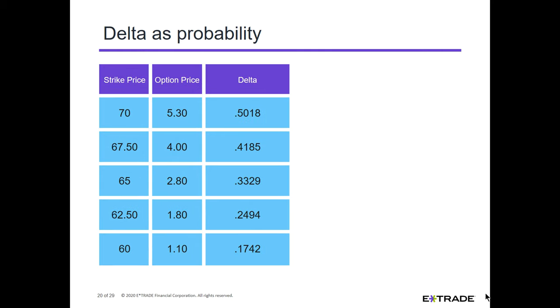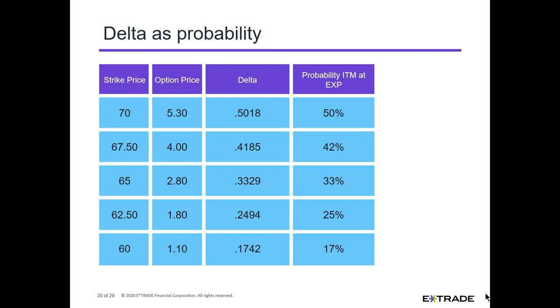And now we're going to use delta as a different estimate. Now we're going to use delta as an estimate of probability. So instead of delta representing $50, now we're going to say, and this is the other typical interpretation of delta, that it tells us the probability that the option will be in the money at expiration. Okay? Be in the money.